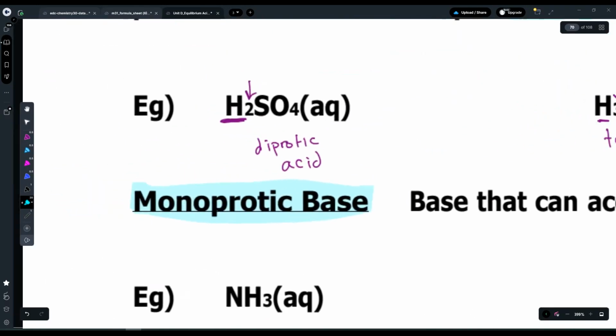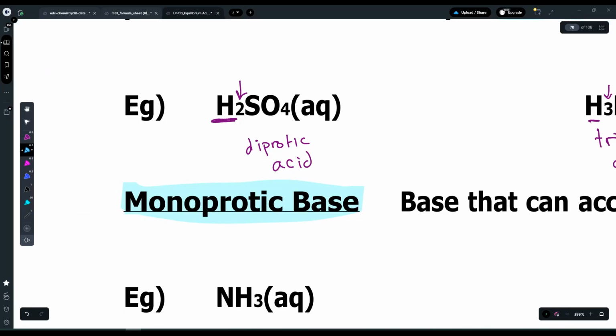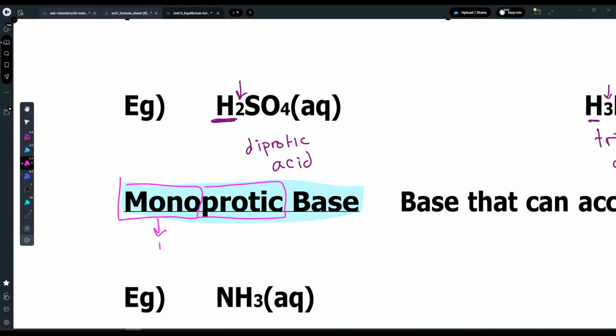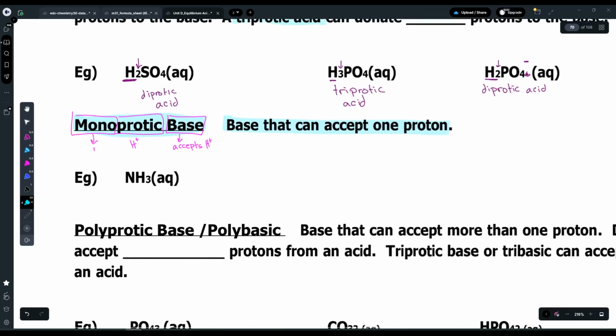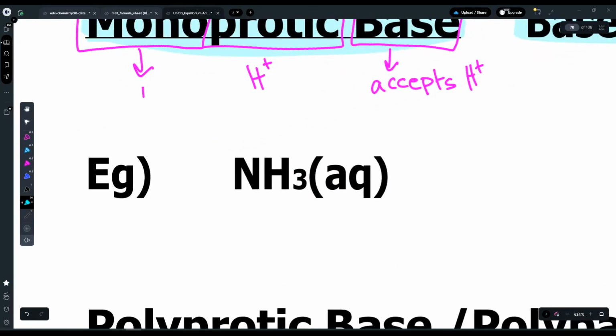Now, moving on to bases. Monoprotic base, what that means, we already know mono just means one, protic means proton, and base means that it's going to accept the protons. So altogether, a monoprotic base is a substance that will accept only one hydrogen. An example of this would be ammonia. It can accept one hydrogen to become an ammonium ion.